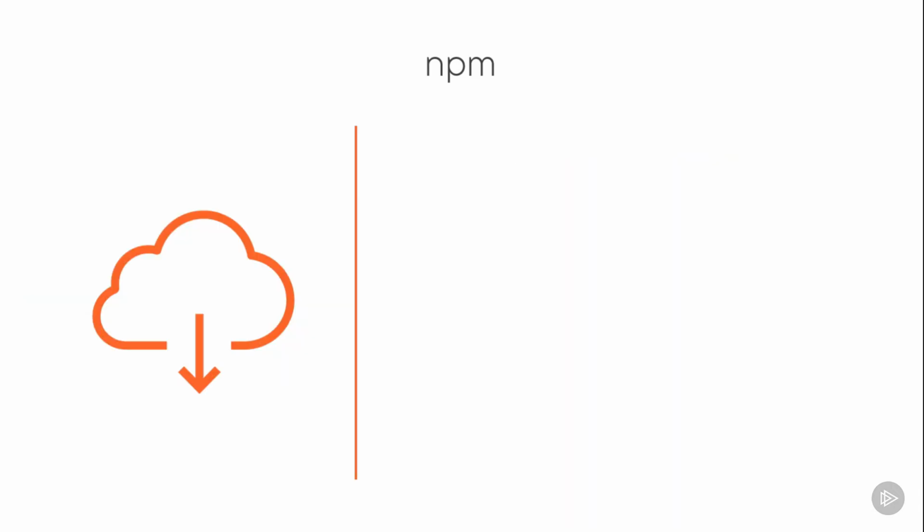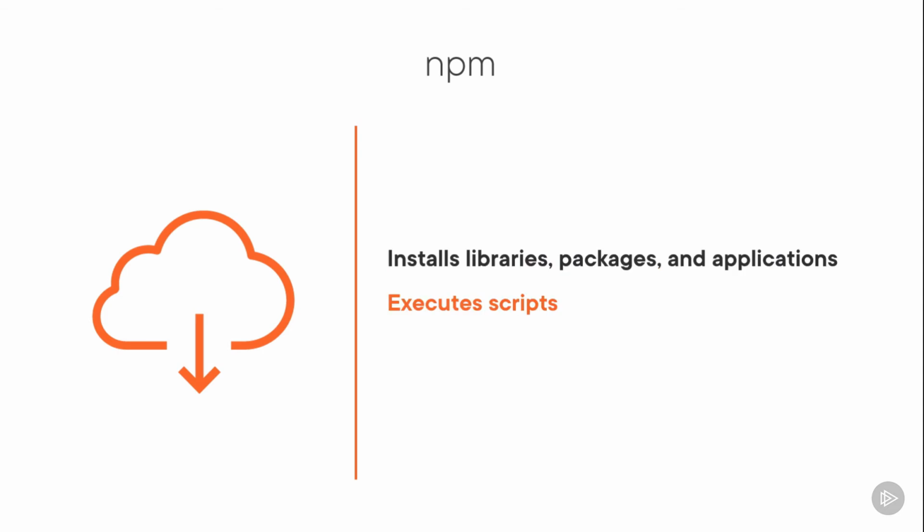npm has become the package manager for JavaScript applications. With npm, we can install libraries, packages, and applications along with their dependencies. We'll need npm to install all the libraries for Angular. The npm command line utility can also execute scripts to perform tasks, such as running our application, as we'll see shortly. Before we can use npm to install other things or execute our scripts, we need to install npm.